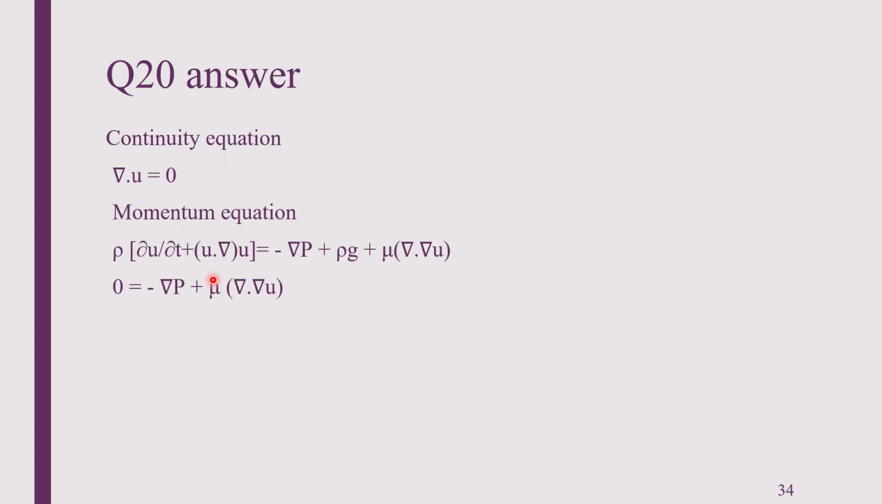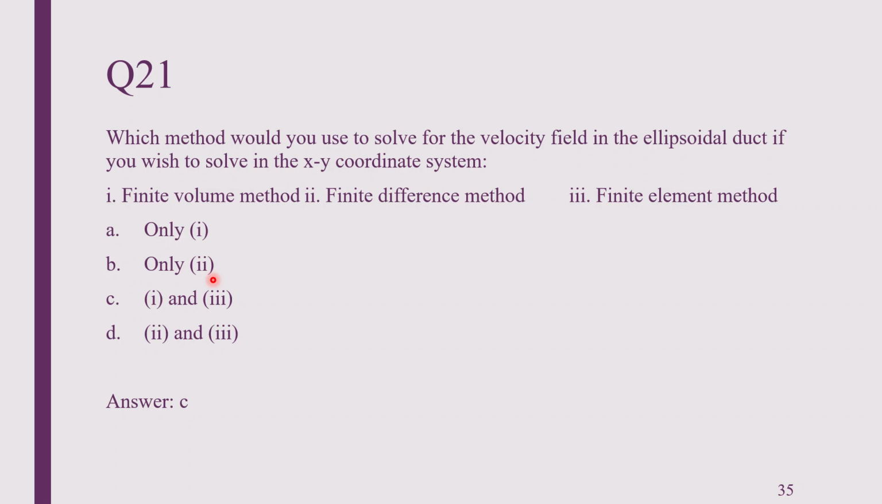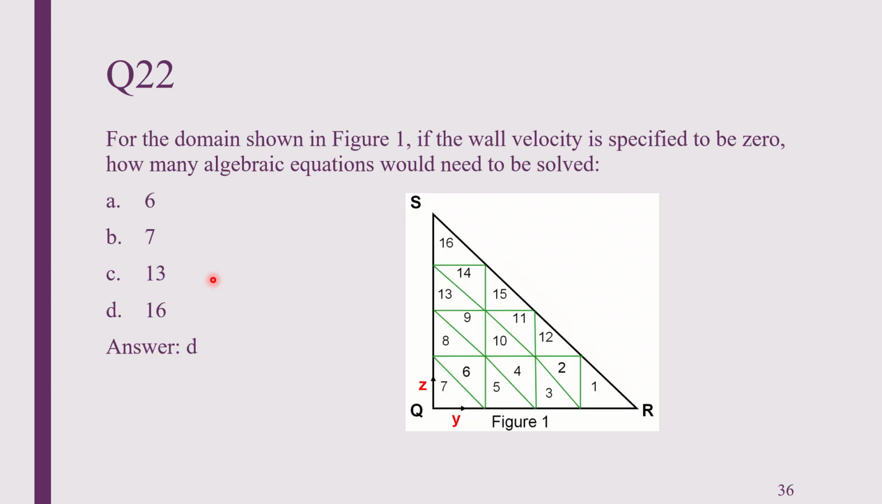And then it is about the finite difference, finite volume and finite element methods for the case of the ellipsoidal duct, and it is 16 equations, and that's it.